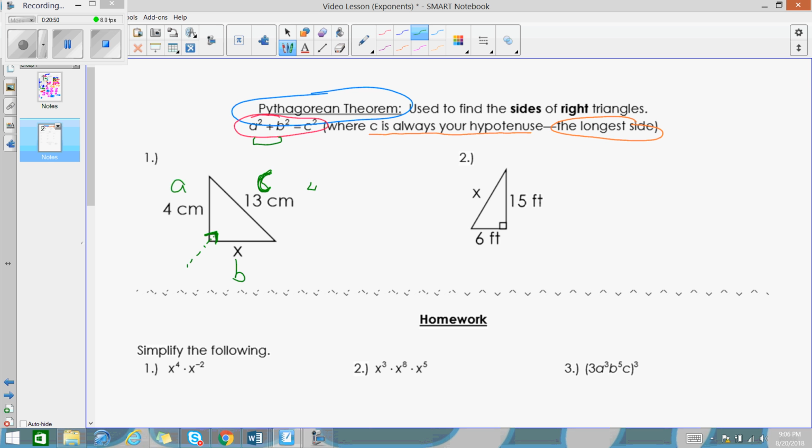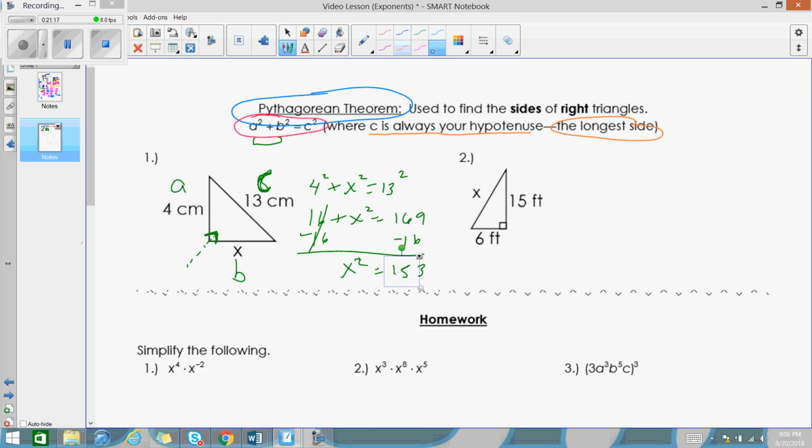So you have A squared, so 4 squared, plus B squared, which is X squared, equals C squared, which is 13 squared. Now, we're going to solve for the value of X by simplifying these values. So 4 squared is 16, plus X squared equals 13 squared, which is 169. We're going to subtract 16, and you're going to get X squared equals 169 minus 16, which is 153.